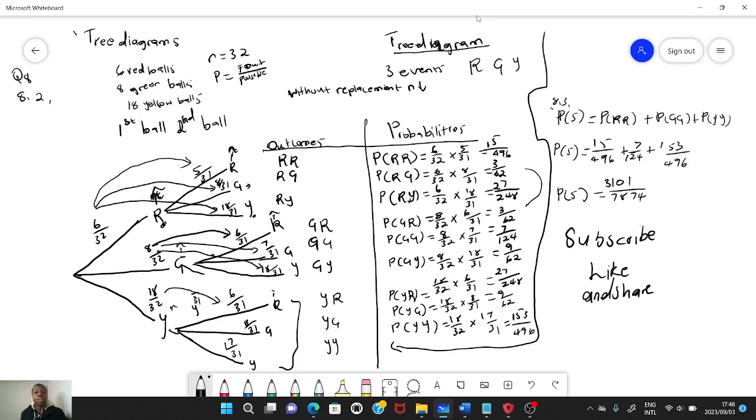So that was enough for tree diagrams. We're still going to have more lessons on tree diagrams. We'll be treating past papers on tree diagrams.